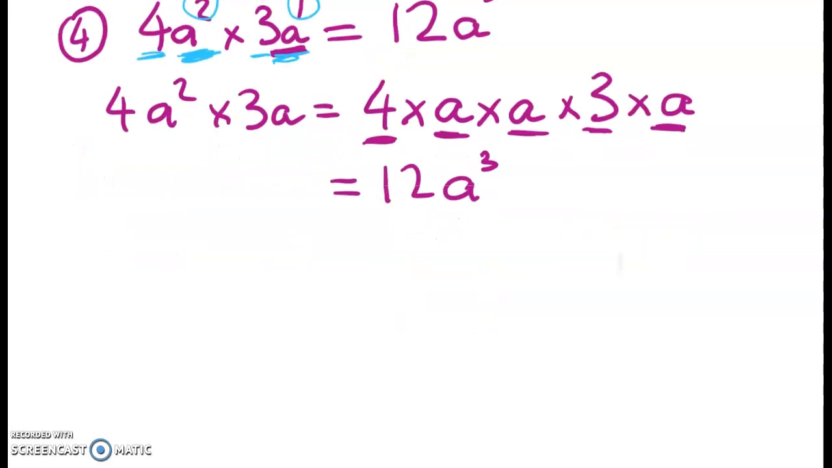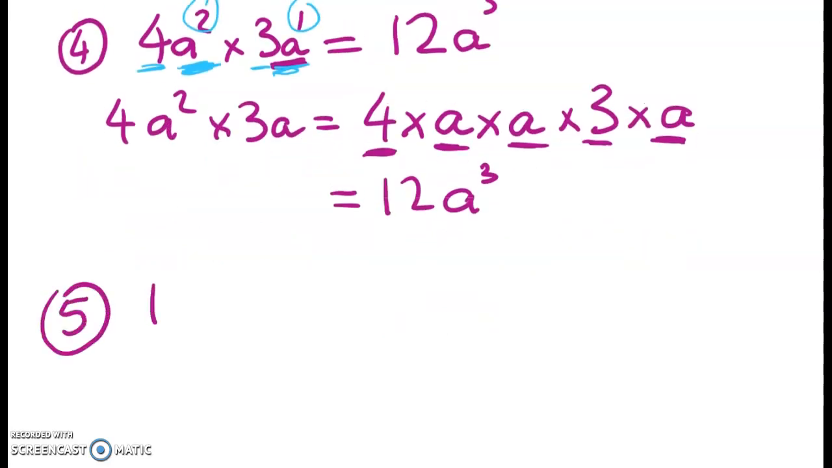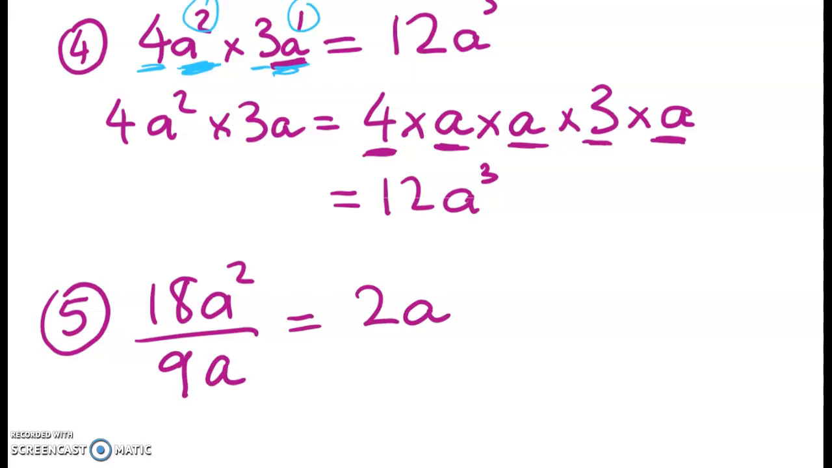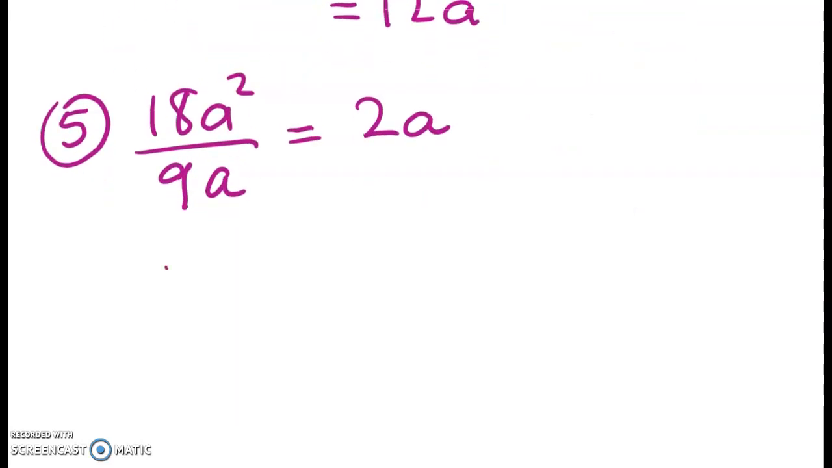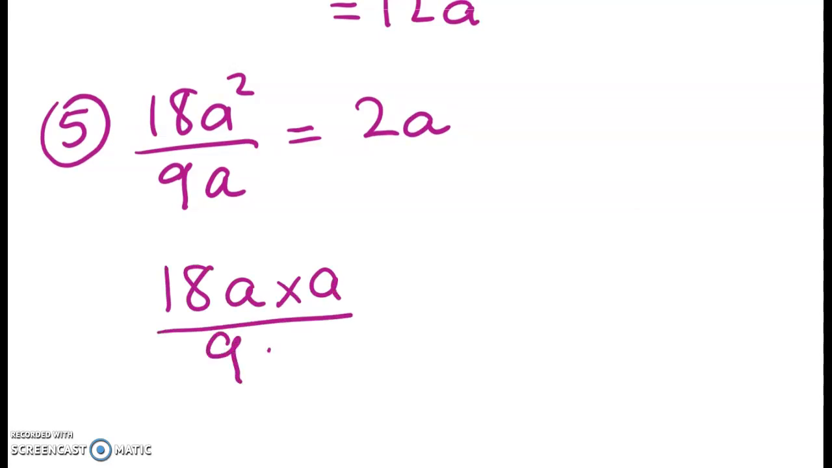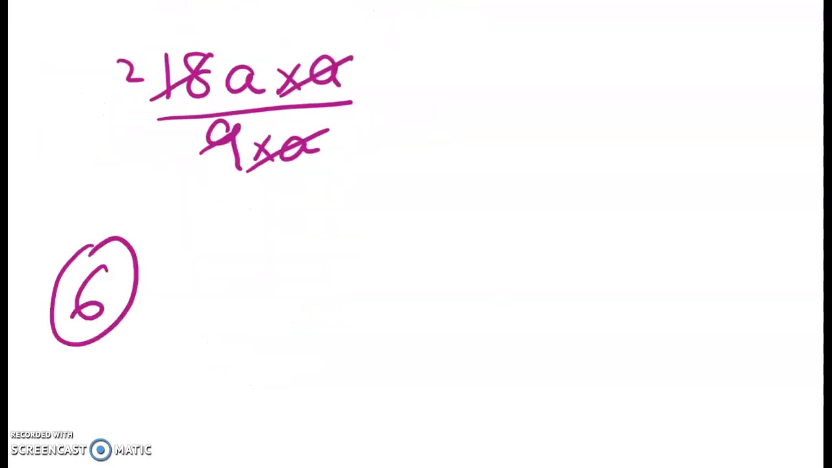Question 5, it's a division one. 18a squared divided by 9a gives me 2a. Now again, if we write that out like this, we'll see what's happening here. So 18 divided by 9 gives me 2, and a divided by a is just 1, so that's where the 2a comes from.